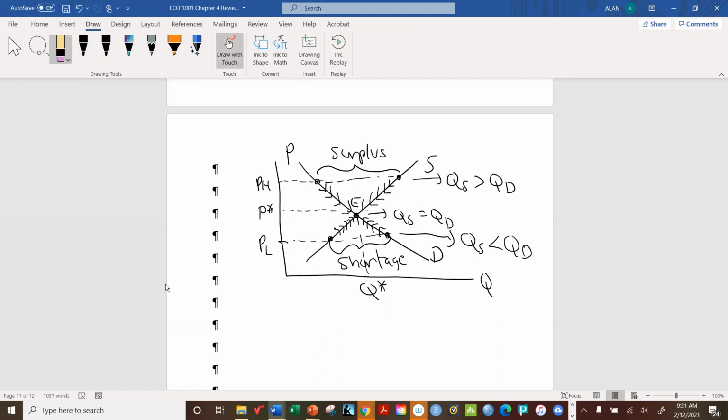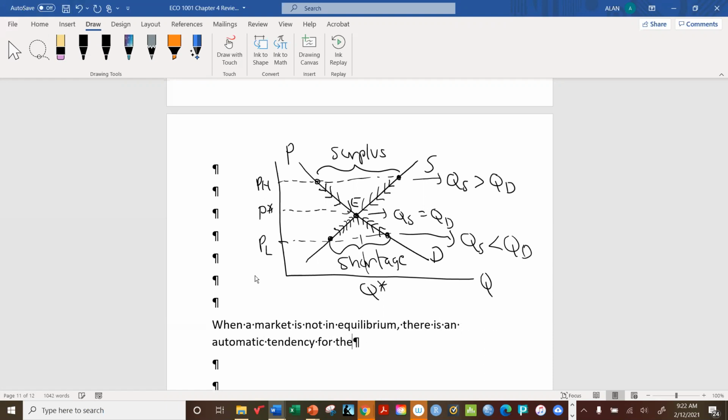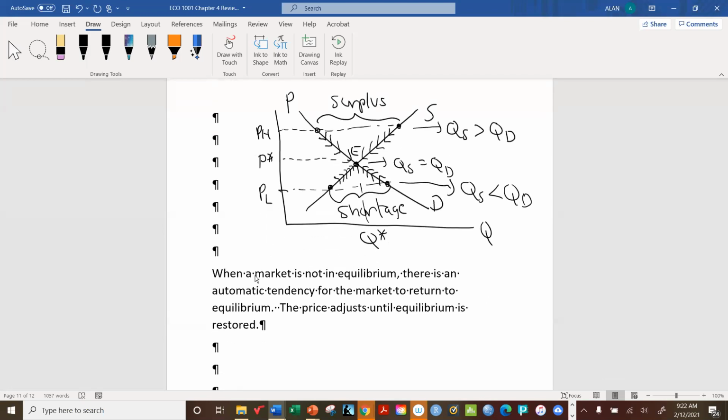So we can say that when a market is not in equilibrium, there is an automatic tendency for the market to return to equilibrium. The price adjusts until equilibrium is restored. Now, this may happen very quickly. It may take a while. It depends on the particular product.